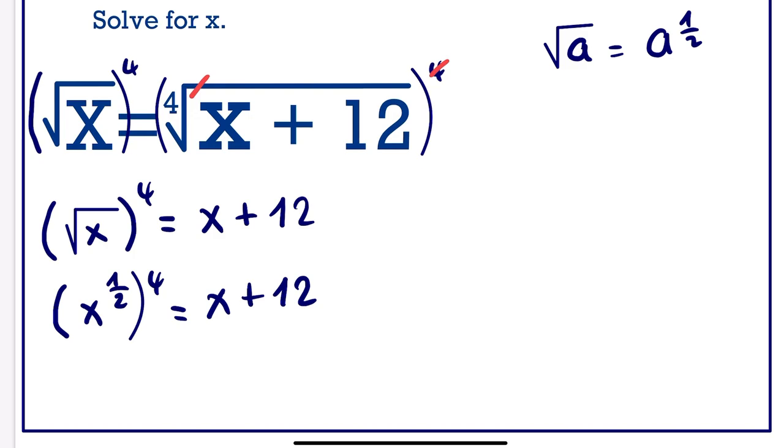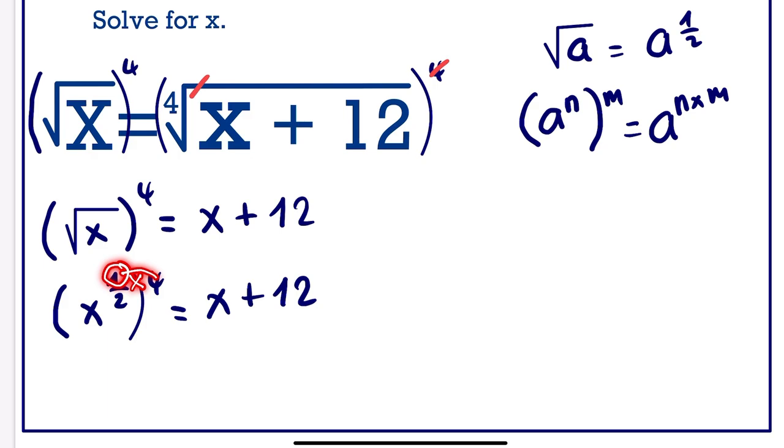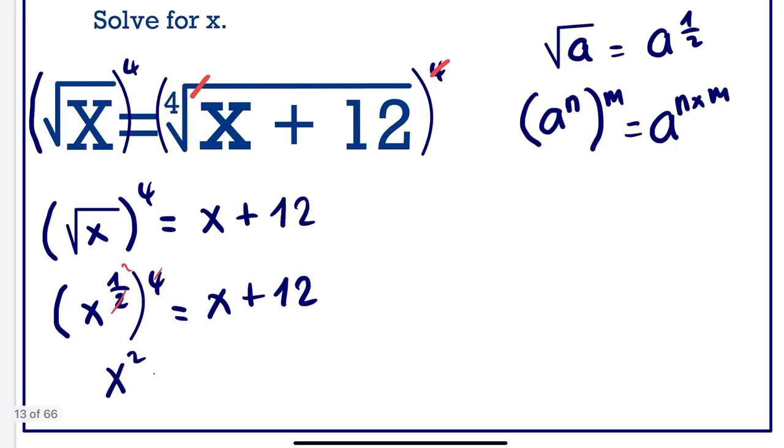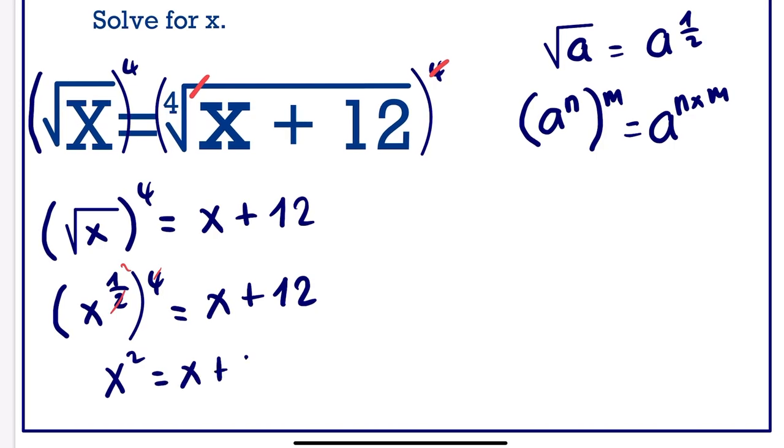Next, when we have a to the power n, all to the power m, it is the same as a to the power n times m. So it means we can multiply these two. So if we multiply 4 times 1 half, that is 4 divided by 2, which is 2. So we'll be left with x squared, because this 4 and this 2 will cancel out, leaving 2. So x squared should be equal to x plus 12.